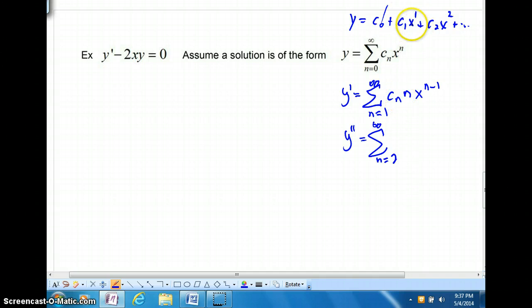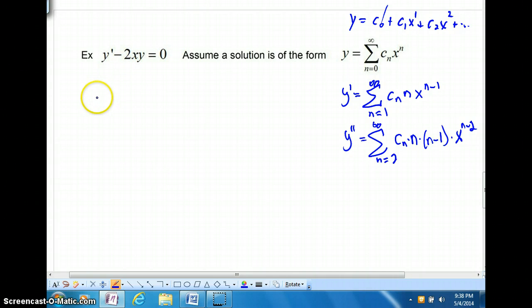If I would have taken my first derivative, the derivative of c1x would just be c1. Take another derivative, that's gone. So that's why we lose that. We've got c sub n, here's n. But then don't forget, we're going to bring down n minus 1. And then we'll have x to the n minus 2.